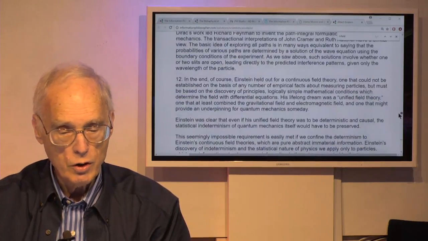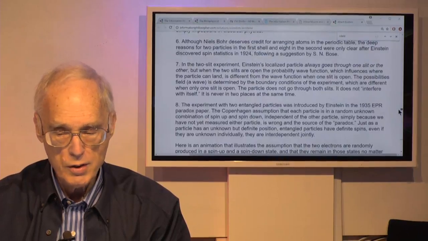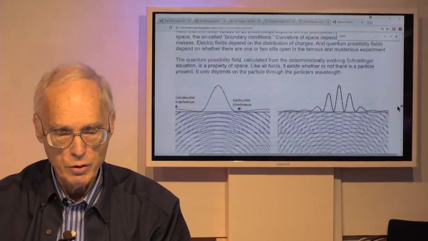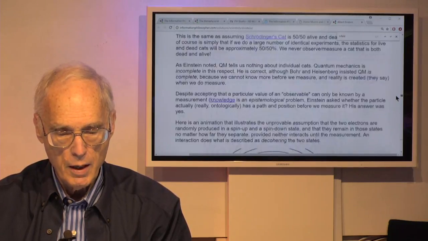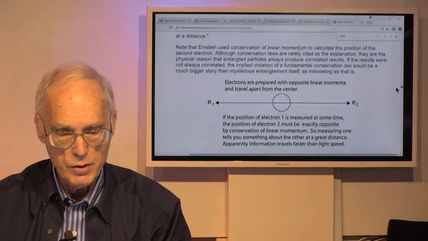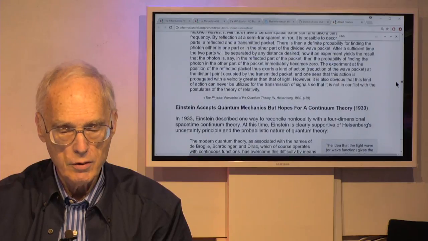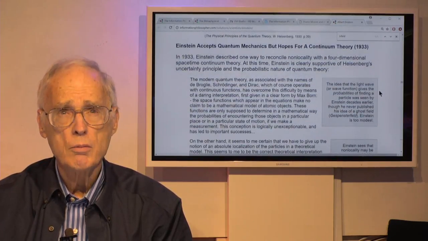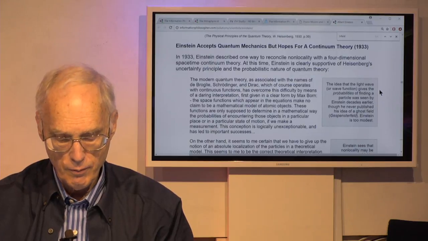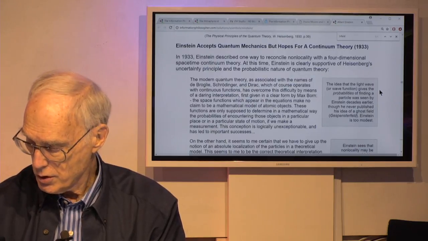So here's a look at Einstein, the work on Einstein. I think I'll come back to doing that diagram with you shortly, and some of these others. And so here we are. Einstein accepts quantum mechanics, but hopes for a continuum theory. Let me see if I can expand this just a bit.